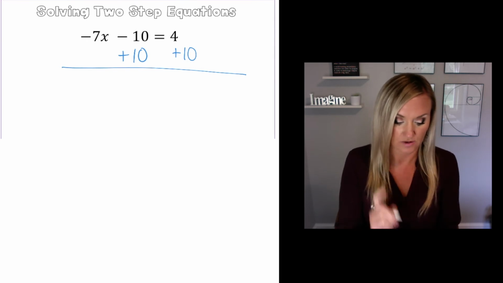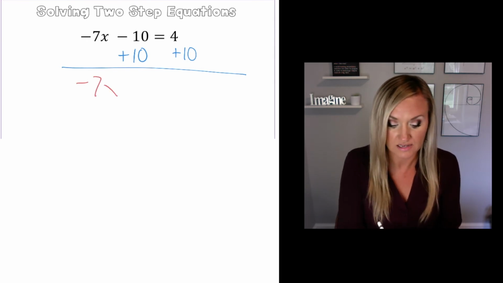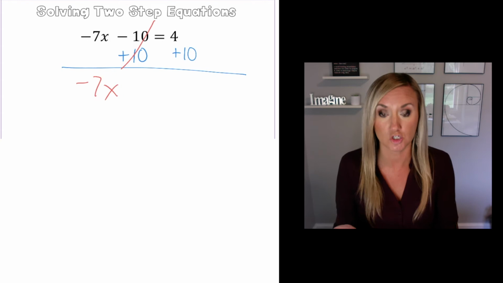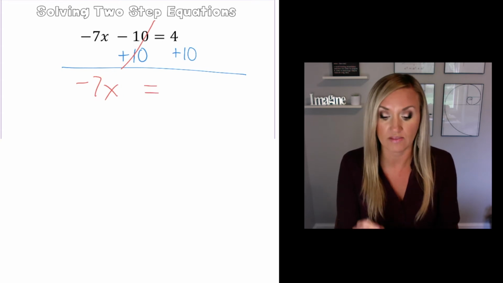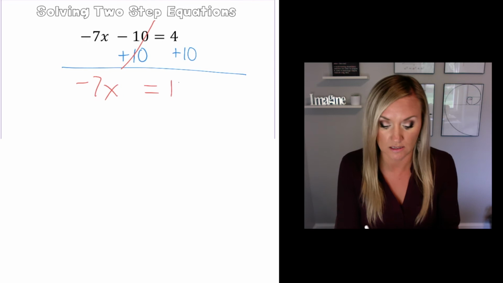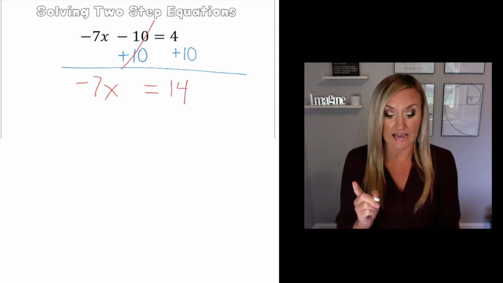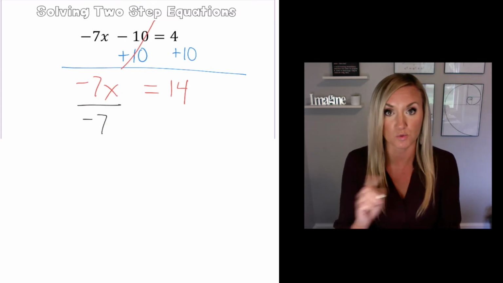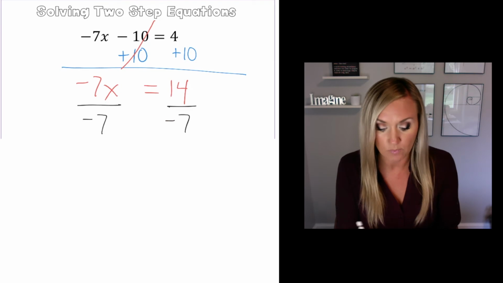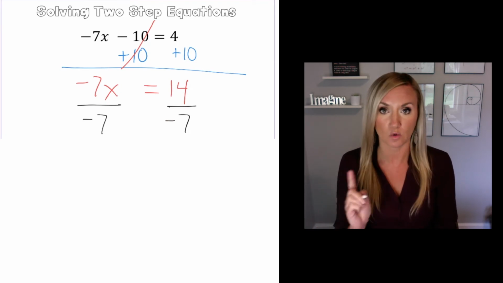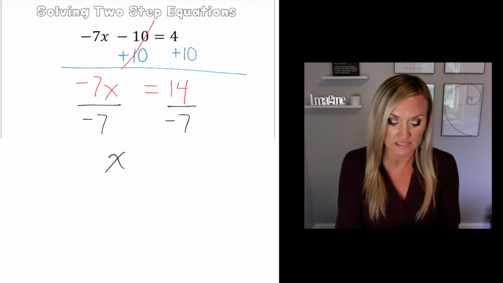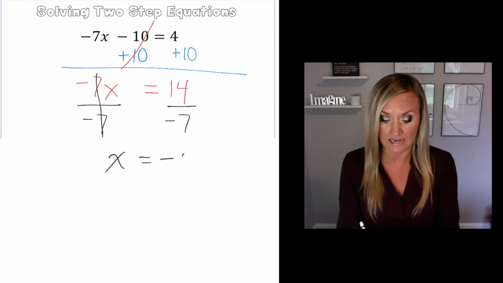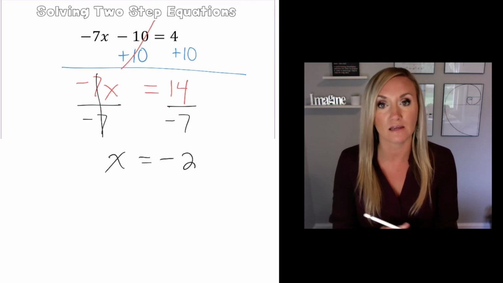So now I have, and I'm going to change out my color, I have negative 7x, a negative 10, and a positive 10. They cancel as they should. And then we have equals, and a 4 plus 10 is 14. All right, guys, last step is we are going to now divide by negative 7, because those two are multiplying just like on that last problem, and we must do it to each side of the equation to keep it equal. That means negative 7 divided by negative 7 is 1, and 1 times x is x, so now x equals negative 2 because 14 divided by negative 7 is negative 2.